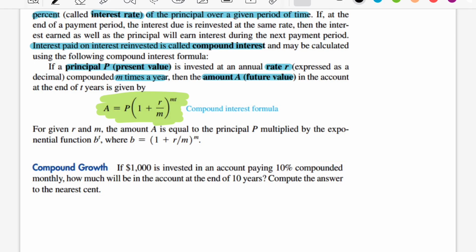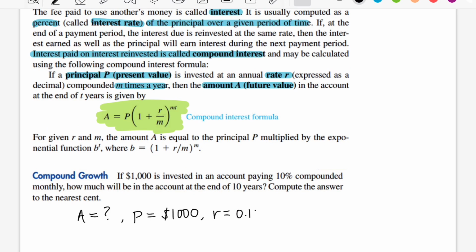So we know that A will be our future amount, so this is what we're trying to find. We're not sure what that is. We know that our principal is our initial amount, so that was $1,000. We know that R is going to be our interest rate, so that's 10%. And then remember, we're writing this as a decimal, so this will actually be written as 0.1.